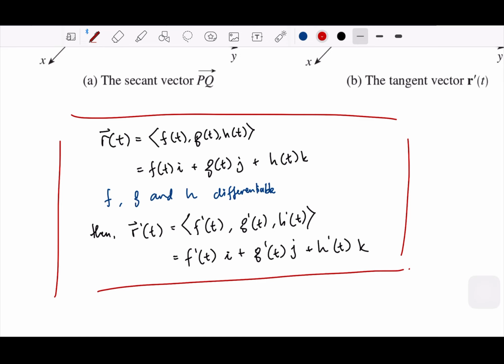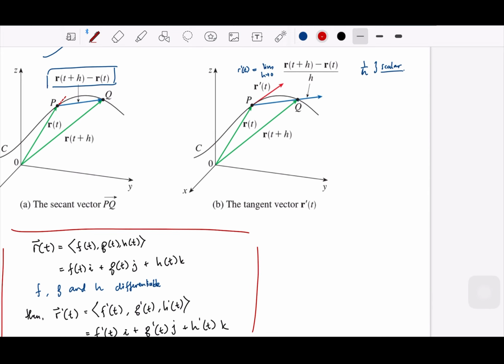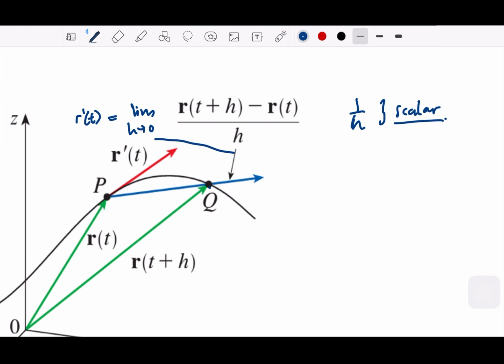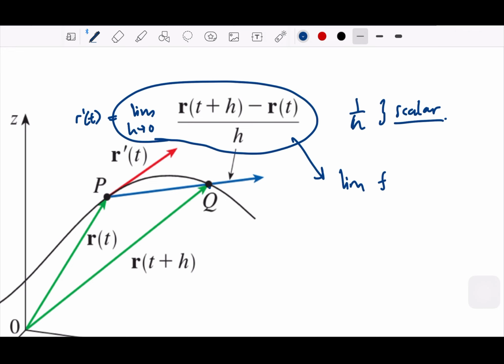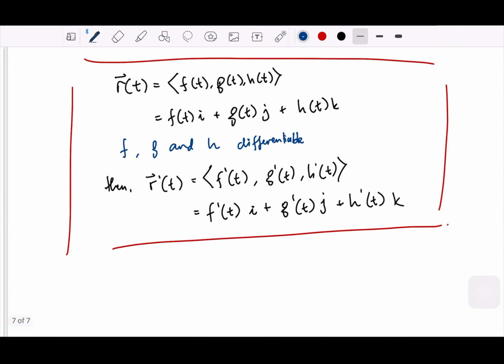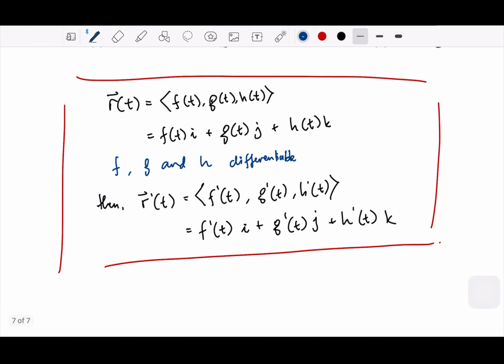I don't think we need to really prove this one. I think we can imagine from this limit here, we take the limit of the f, for example f(t plus h) minus f(t) over h, and also for g, for h, and the implication is we will have this relation.